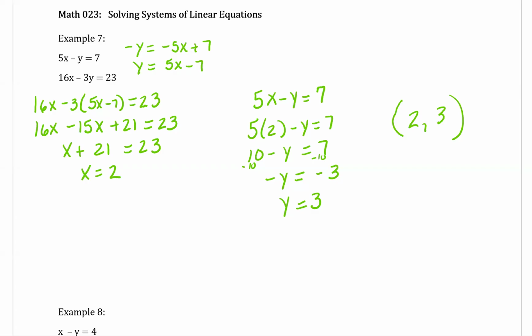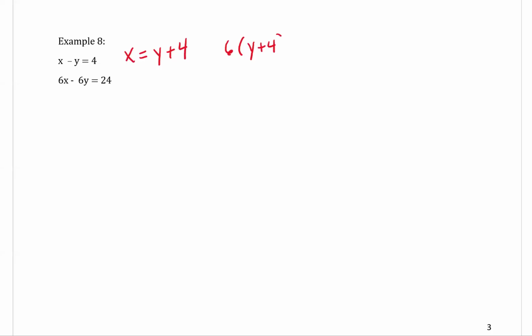All right, example 8. We have a couple choices here. You can solve the first equation for y, which probably is a good idea, or solve the first equation for x. I could solve for y, but I see some negatives. So I'm going to solve the first equation for x by adding y to both sides, and then I'm going to substitute it in the second equation. So I have 6 times y plus 4 minus 6y equals 24. So I have one equation with one variable. I'm going to distribute and combine like terms.